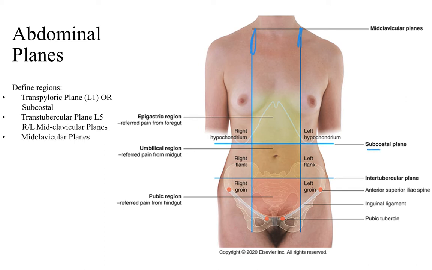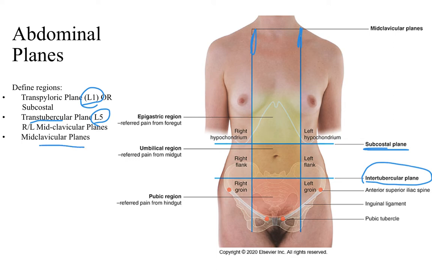And then the subcostal plane, which can also be referred to as the transpyloric plane. Right, transpyloric plane, because that would be where the pylorus of your stomach would be located. And notice that that is at the level of about lumbar vertebra 1. The transtubercular plane is also the intertubercular plane, same plane with different names, and that's at the level of about L5, just to give you a reference to where it is in the body.